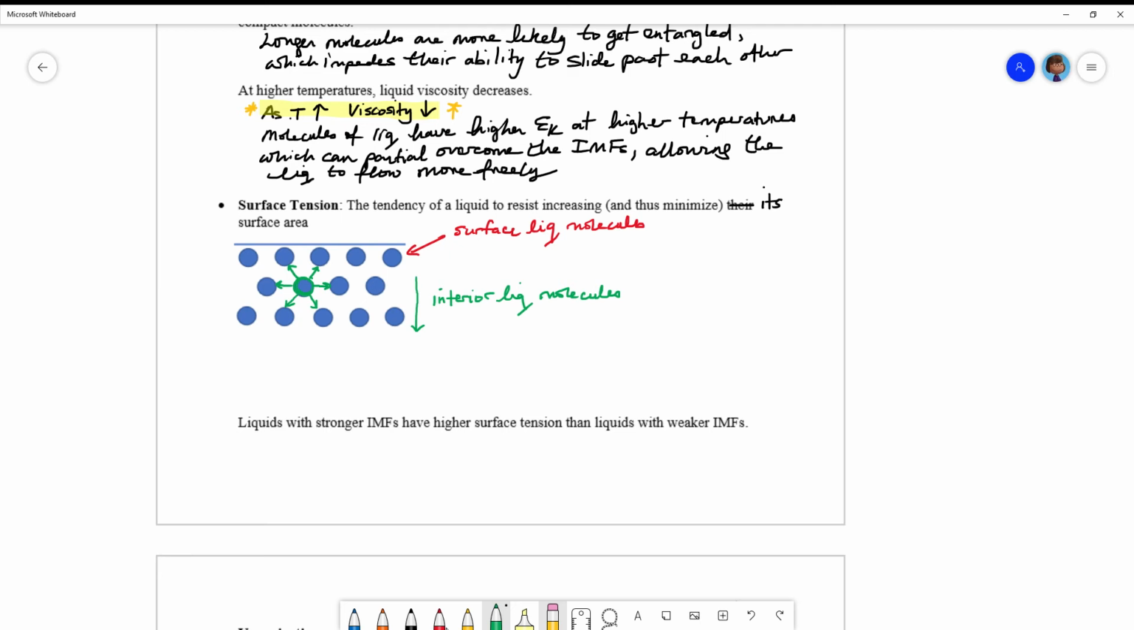And as a result, because these interactions are so stabilizing, interior liquid molecules have low potential energy. So I'm going to write low potential energy due to many stabilizing interactions with surrounding molecules in all directions.